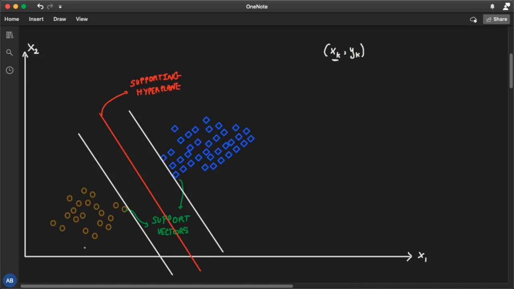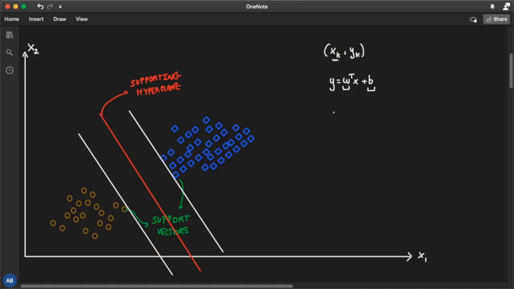So if xk belongs to the circle class, my yk is 0, else it is 1, right? Our aim is to find a hyperplane of the form y equals w transpose x plus b. Our aim is to find w and b, so that for each x, I want to evaluate its corresponding class y. If it lies on top of the line, we say that we are in the square class, else we are in the circle class, right?